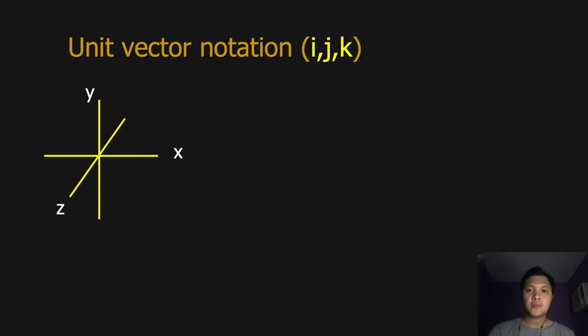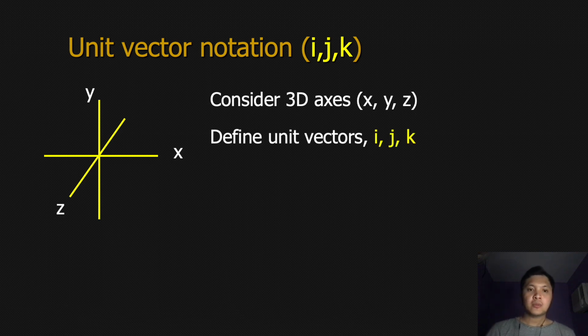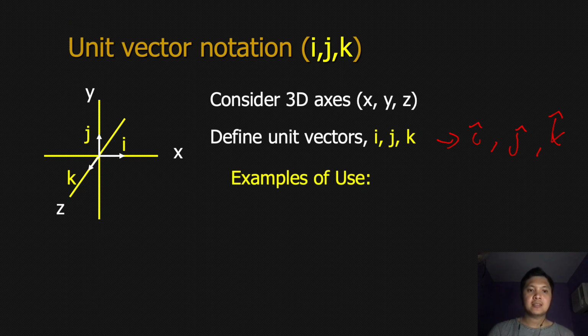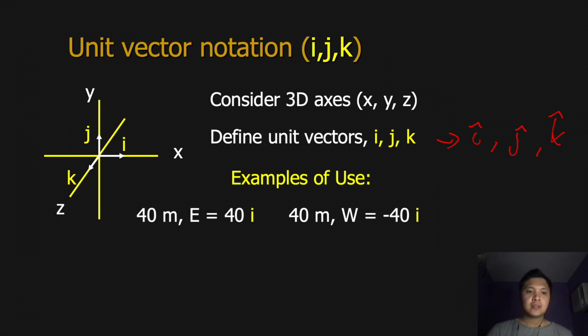Now let me introduce you to another concept, which is known as the unit vector notation. A unit vector is a vector of length 1, which is also sometimes called a direction vector because it indicates direction. Consider the three-dimensional axes x, y, and z. We also define unit vectors i, j, and k, or i hat, j hat, and k hat. Now i hat is directed towards the x axis, j hat is directed towards the y axis, and k hat is directed towards z. For example, we can say that 40 meters east is 40 i hat, and 40 meters west is negative 40 i hat.